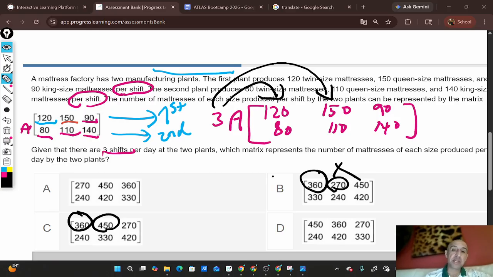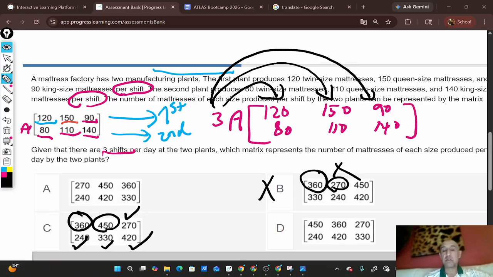So we can cancel B, but we can keep going with the other elements. 3 times 90 is 270, which is right. Now 3 times 80 is 240, right? And 3 times 110 is 330, which is right. And the last one, 3 times 140, is 420, which is absolutely right.